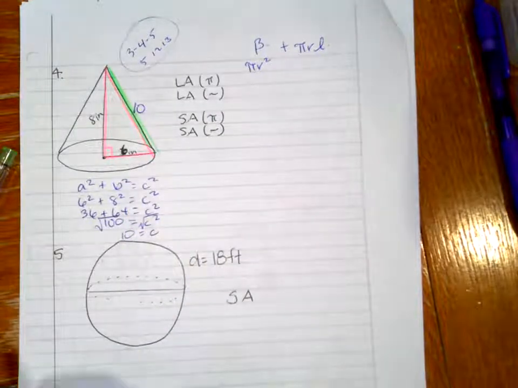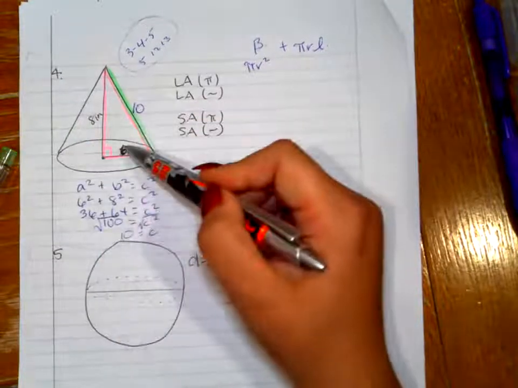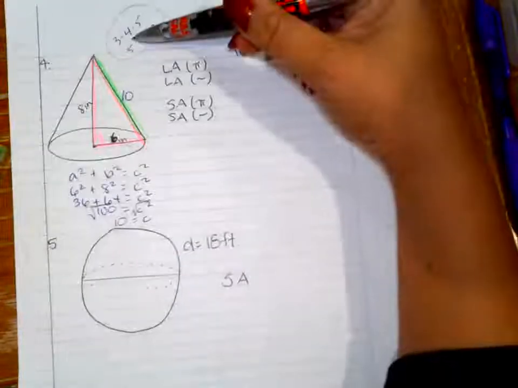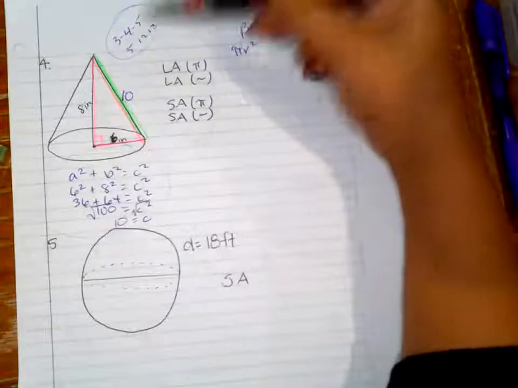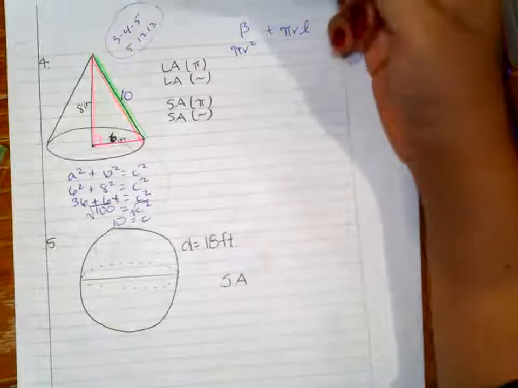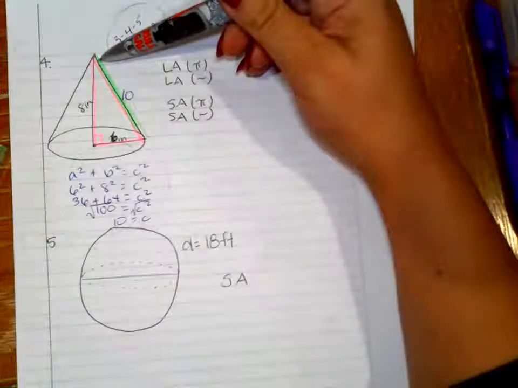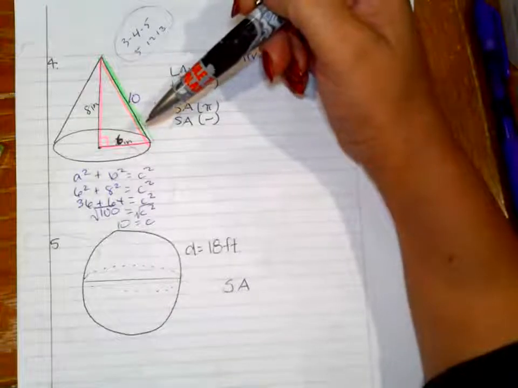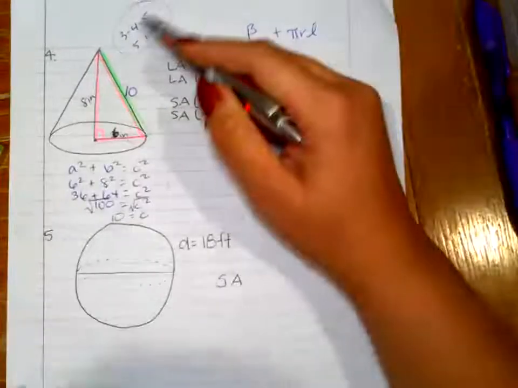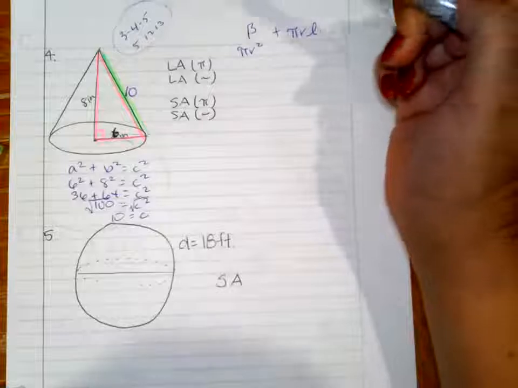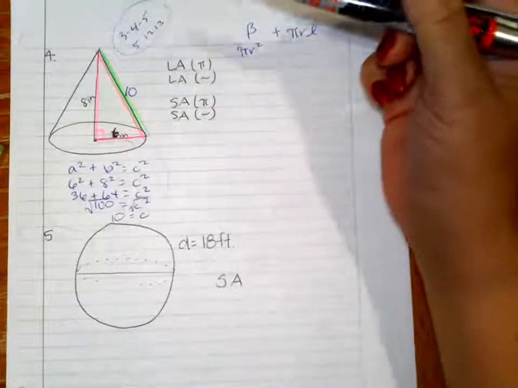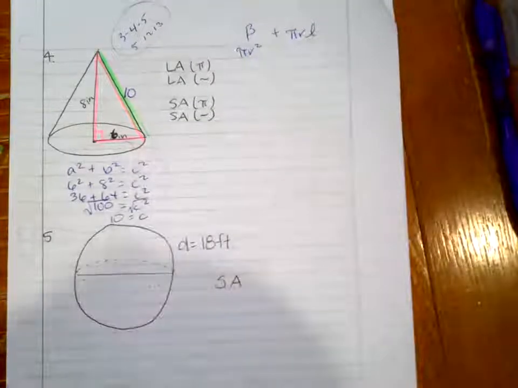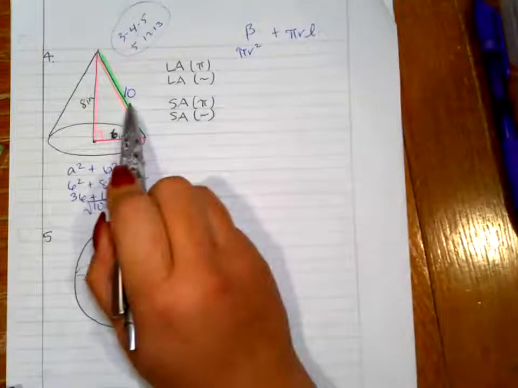You could have saved yourself an extra step if you could just see 6, 8, 10 is a variation of my 3, 4, 5 triangle. So do yourselves a favor. If you have to find the slant height, just think about what your Pythagorean triples are and go from there. It's going to be so much easier if you remember the Pythagorean triple. All right. So my slant height's 10.